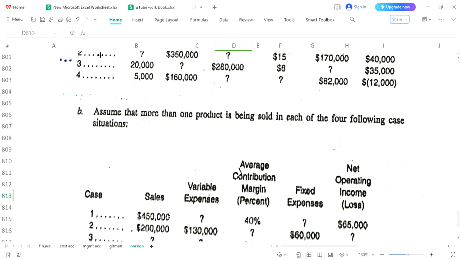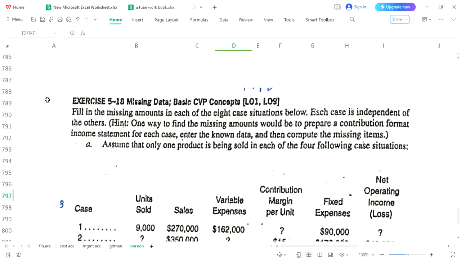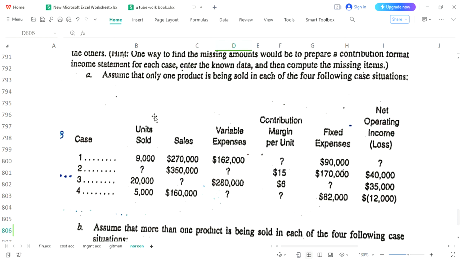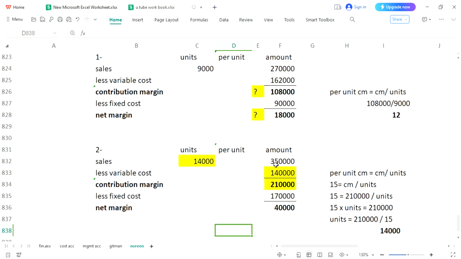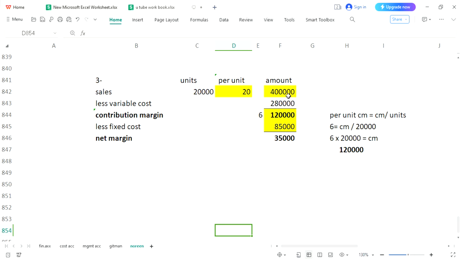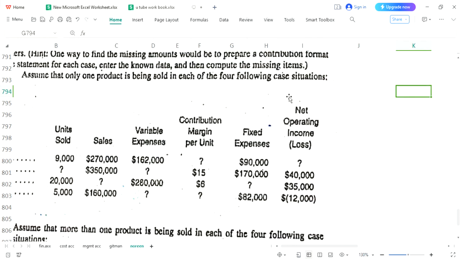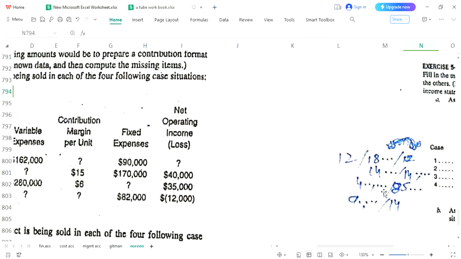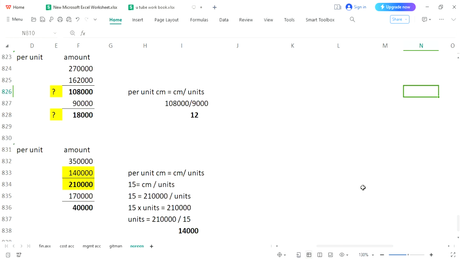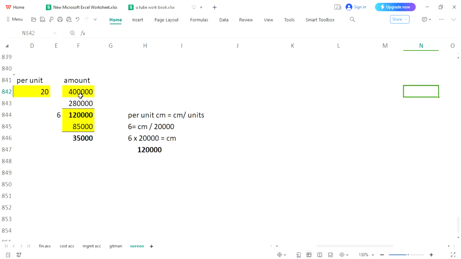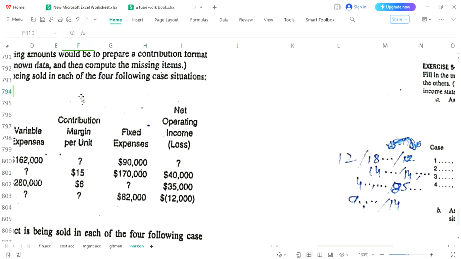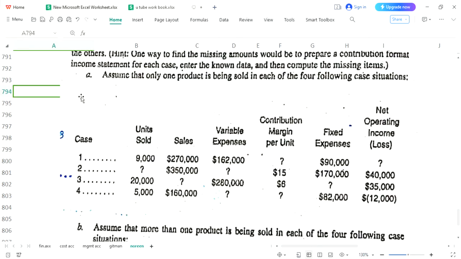So the third case was having two question marks, and what were those? First, sale was unknown. The first question mark was sale. Sale we have calculated is 4 lakh. Okay, third part, first answer. Let's go. This is your third part, and the first answer is 4 lakh, and our answer is also 4 lakh. So we are satisfied.